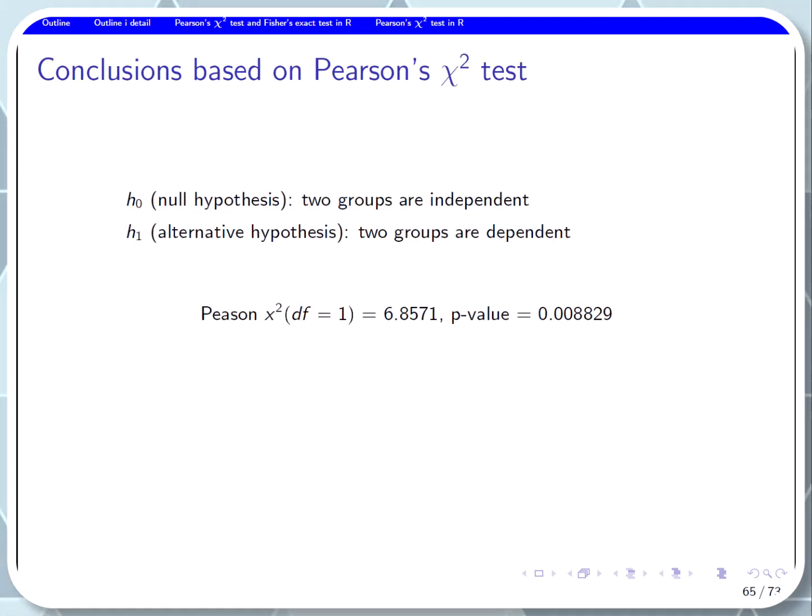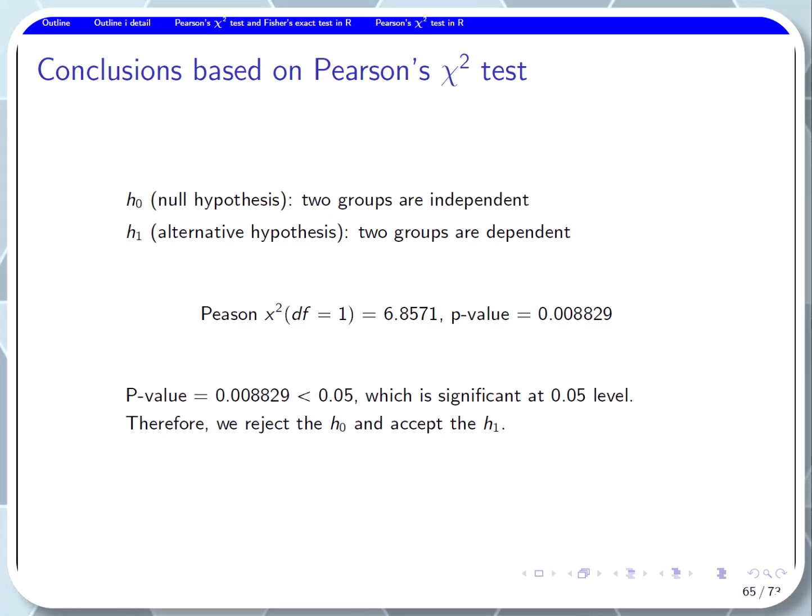Conclusion: the null hypothesis is that two groups are independent, or proportions of influenza are the same between the vaccine group and the placebo group. The alternative hypothesis is that two groups are dependent, or proportions of influenza are different between the vaccine group and the placebo group. Pearson chi-square value is 6.8571, p-value is 0.08829.